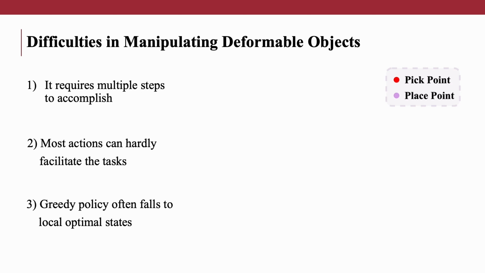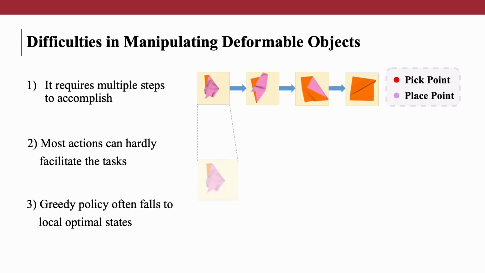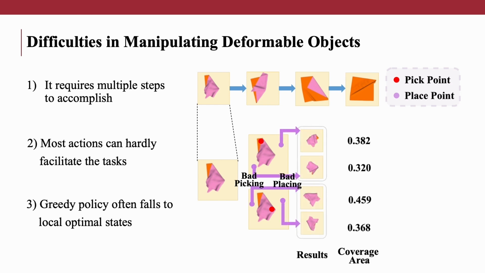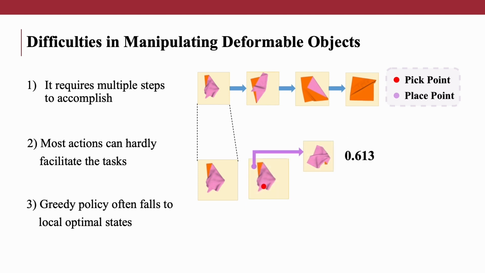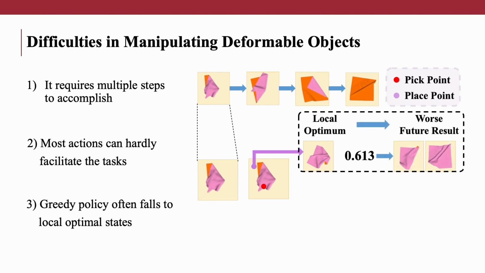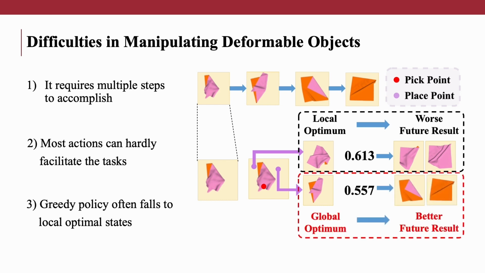First, unlike rigid object manipulation tasks, manipulating deformable objects usually requires multiple steps to accomplish. Additionally, most actions can hardly facilitate the tasks, due to the exceptionally complex states and dynamics of deformable objects. Most importantly, some local optimal actions make the object temporarily closer to the target, but make following actions harder to complete the whole task. In contrast, global optimal action will provide more opportunities for future actions to finish the task swiftly and smoothly.